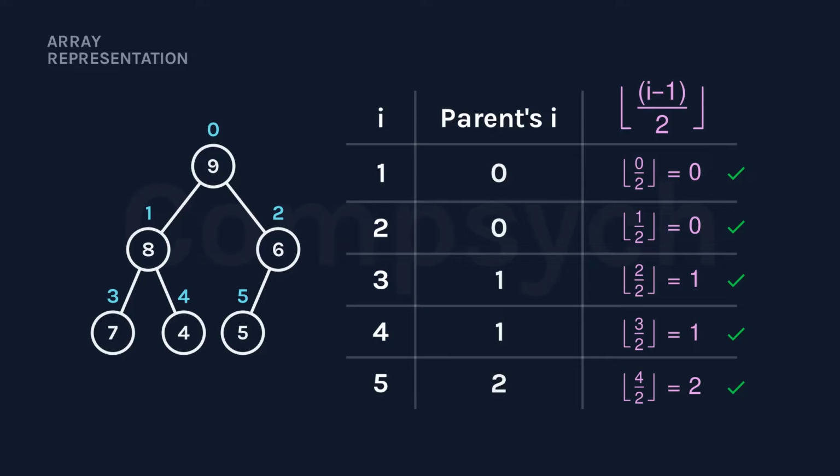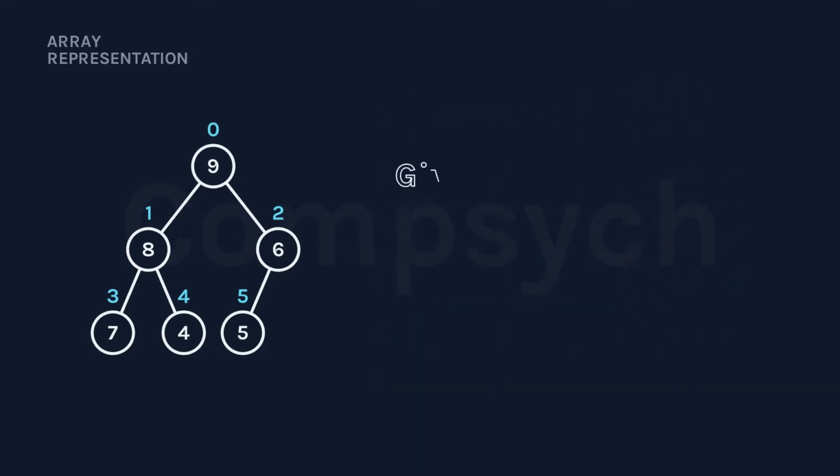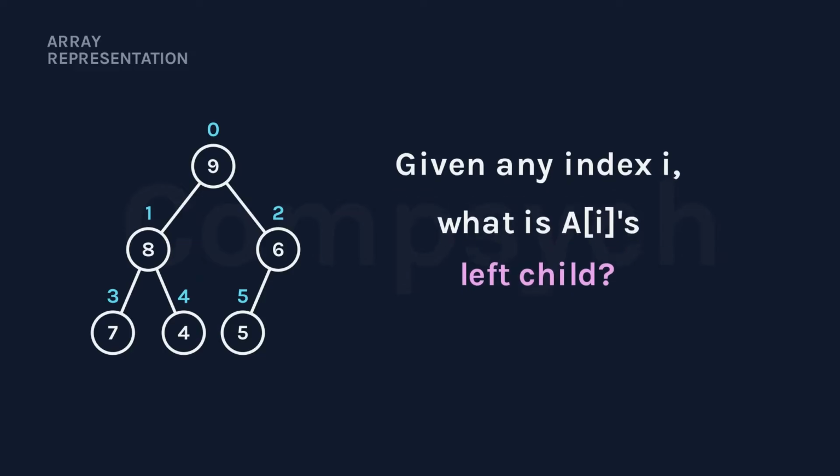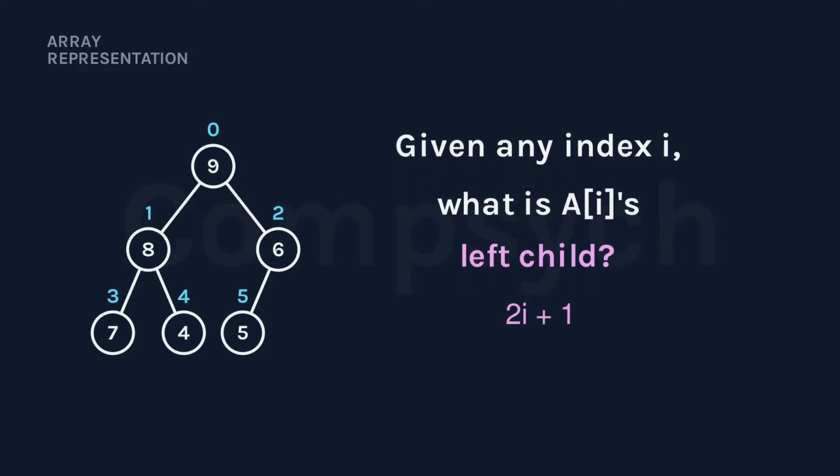Okay, now given any I, we will be able to know who is a parent without any join. Cool? Now, let me ask you the second question. Given any index I, what is I's left child? The answer is 2 times I plus 1.